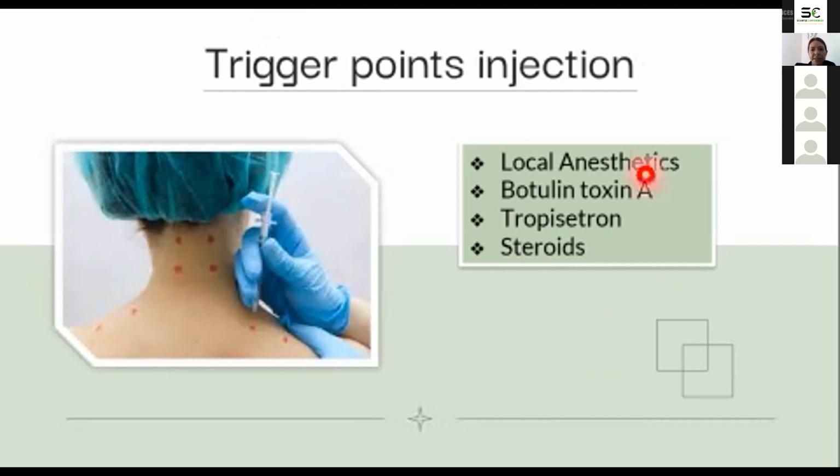About the local anesthetics, the most common formulation of local anesthetics involves a mixture of lidocaine and bupivacaine. In a comparative study, dry needling was found to be as effective as injection of lidocaine, indicating that mechanical disruption by the needle may be the key therapeutic factor.